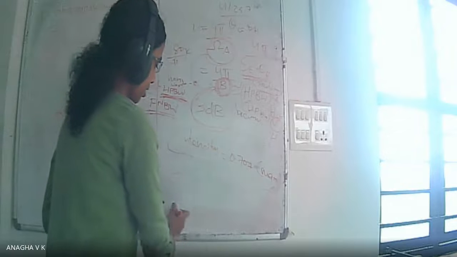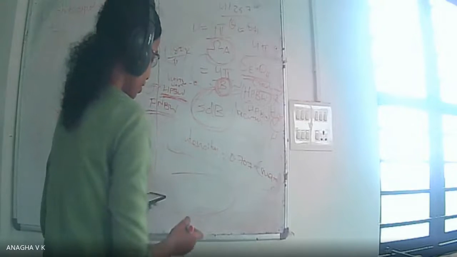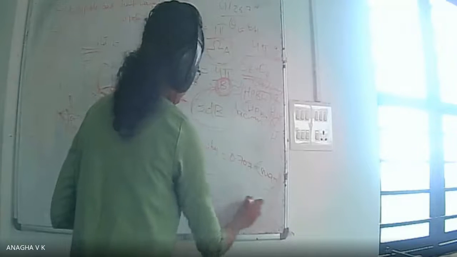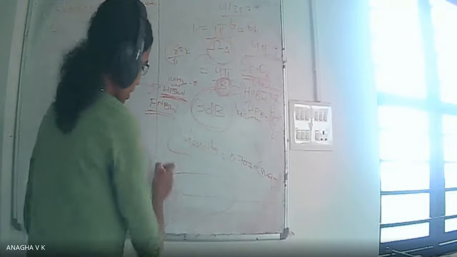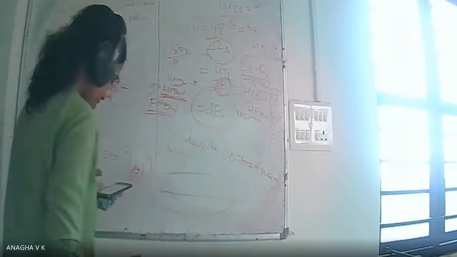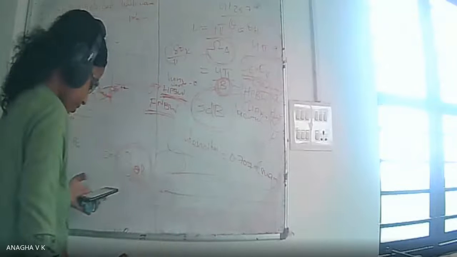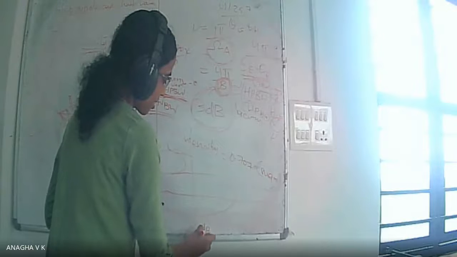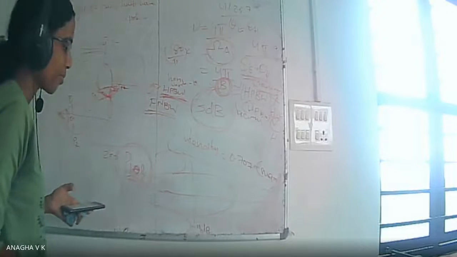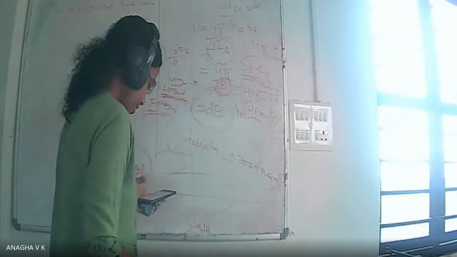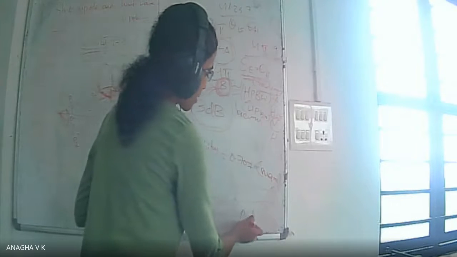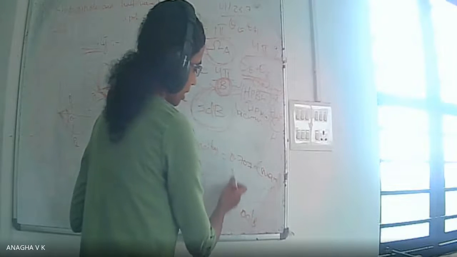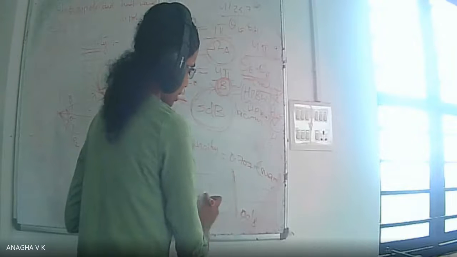Here, one more thing: the first null. What is the first null? This is the major lobe, and these are the side lobes. The first null is at minus 10 dB. 0 dB is the maximum, the maximum intensity point.